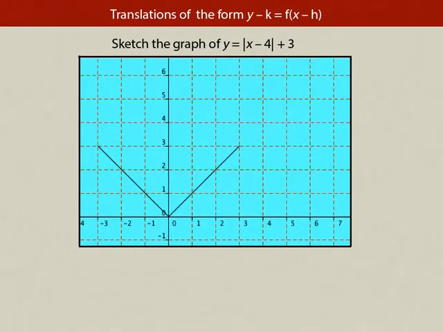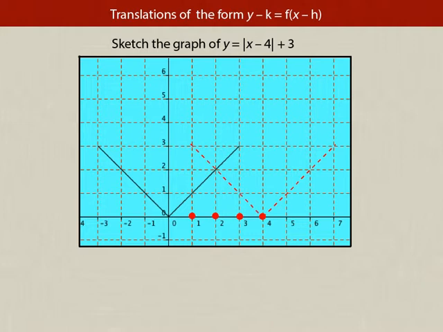Start with the graph of the base function, y equals absolute value of x. We have to move that graph 4 units to the right. So there's 1, 2, 3, 4, and that'll be the new vertex. I'll draw in the line. That's the right side. And then I'll draw the line that represents the left side of the graph.